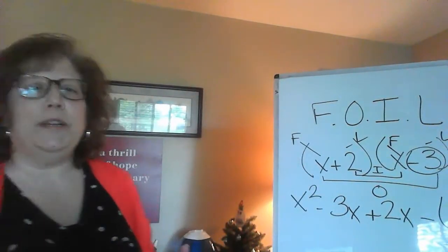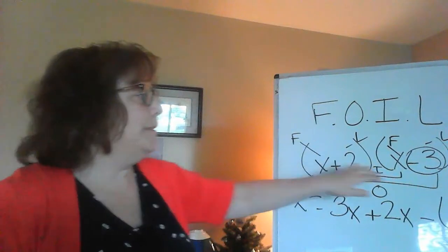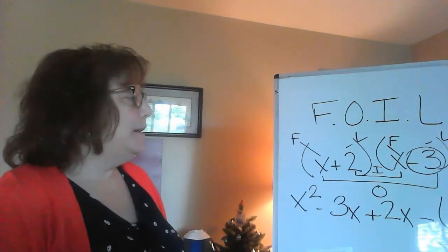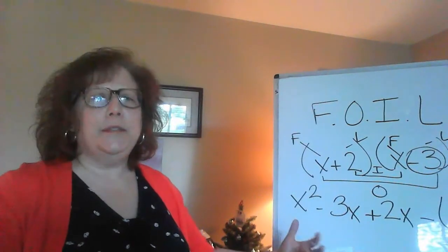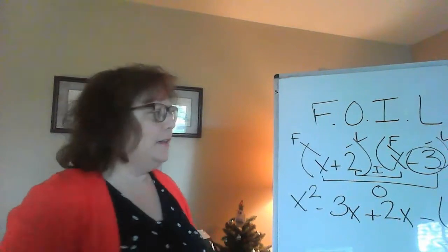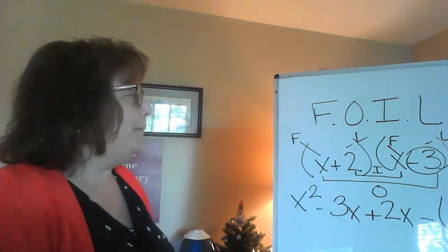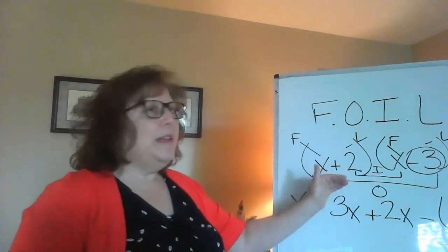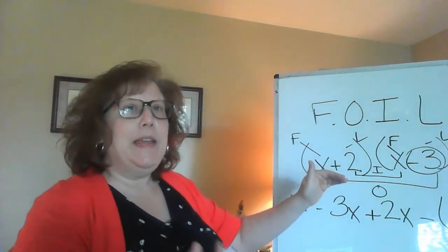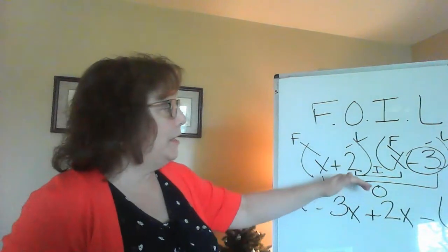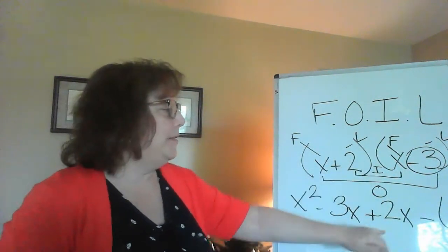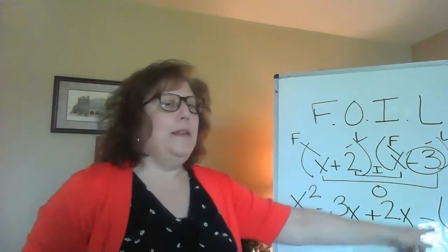So FOIL, F, is the first two pieces in each of the parentheses. O is the outer limits of the universe. So if you like science fiction, Star Trek, all of that, then you should be really happy with that. The I is the inner limits of the universe. We are just beginning to explore the inner limits of our universe. The two pieces right next to each other, inner limits. That's 2x. And then minus 6.